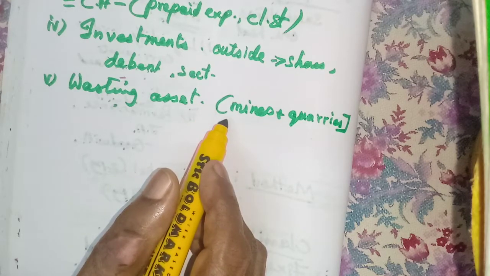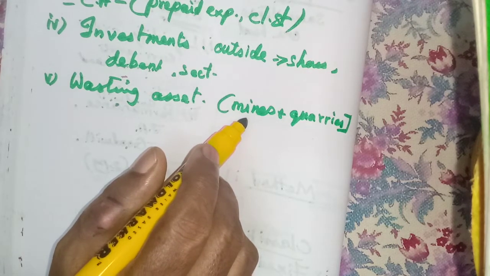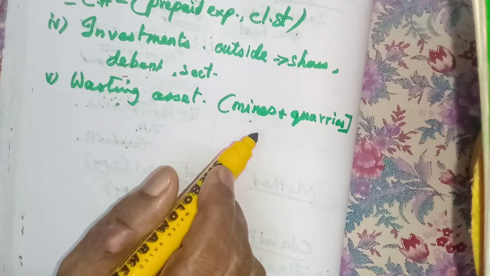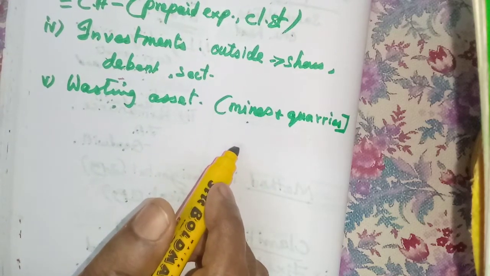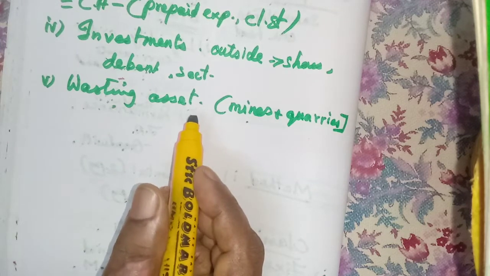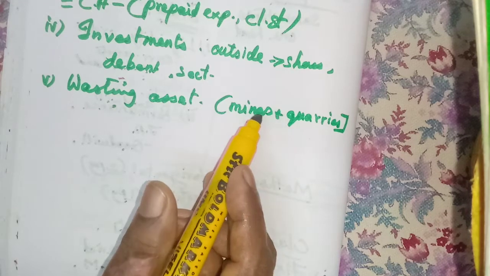When we extract, it gets spoiled, isn't it? So it gets exhausted. It is no more, isn't it? So they are the wasting assets. Okay, especially the examples are mines and quarries.